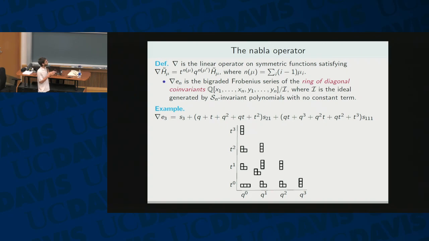also using geometry of Hilbert schemes, Mark Haiman was able to establish that this Nabla En is equal to the bigraded Frobenius series of the diagonal coinvariant ring. This is the quotient of this polynomial ring in two sets of variables by the ideal generated by symmetric polynomials without constant term. If you remember back to the modified Hall-Littlewood polynomials, it was almost the same definition, but with just one set of variables.